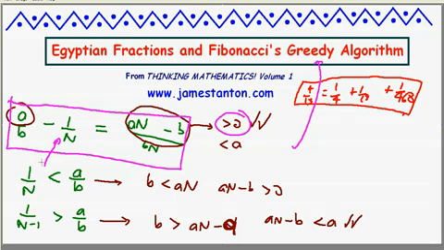And you see why it's called the greedy algorithm now, because what you're doing is taking off the largest fraction you possibly can. You're being very greedy, which is exactly what the Egyptians were doing in the first place. It's a very practical answer to their problems.